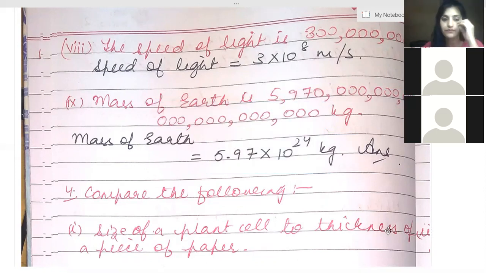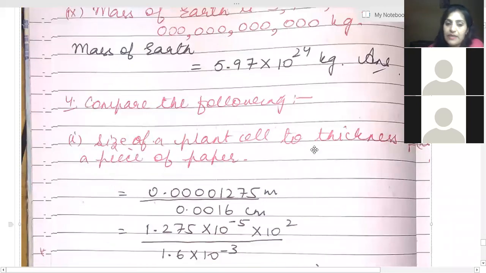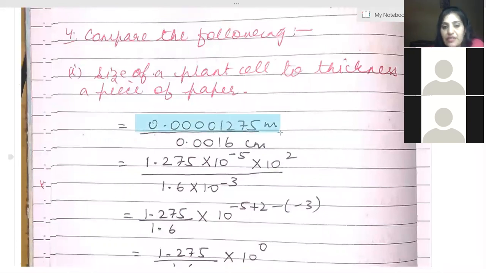Okay. Now you have to compare the following. The things are given to you in the question, beta. The size of a plant cell and the thickness of a piece of paper. Okay. So I have straight away written down the values. This is the size of a plant cell, and this is the thickness of a piece of paper. Now we will reduce these terms to standard form.